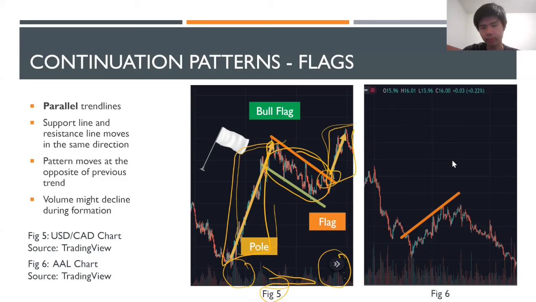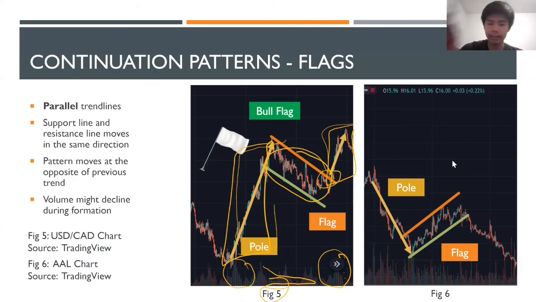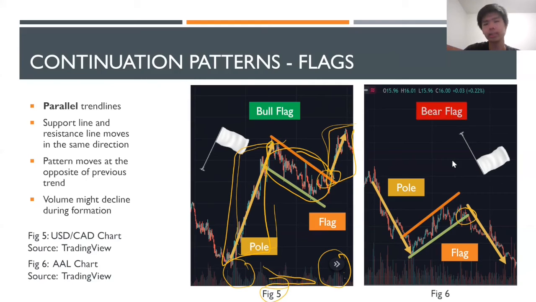We can map out its support and resistance, making it a flag, also accompanied by this downward shaping pole over here. Now, the price breaks below the support line over here. We can see that this makes it shaped like an upside down flag and breaks the price even further down. And because the general trend is going down, we call this the bear flag.